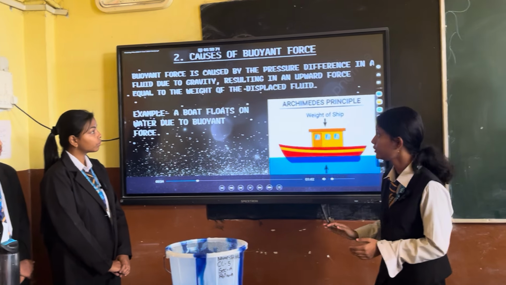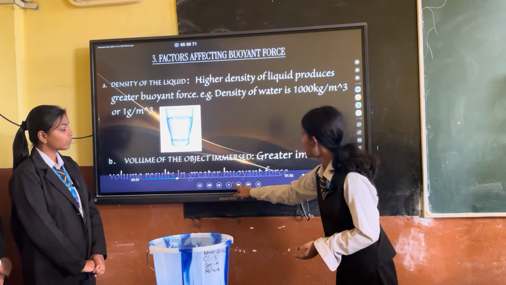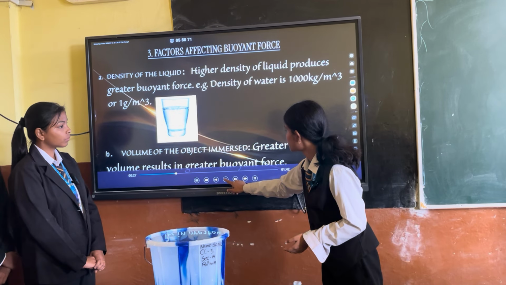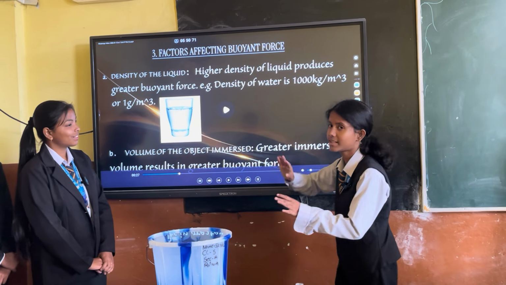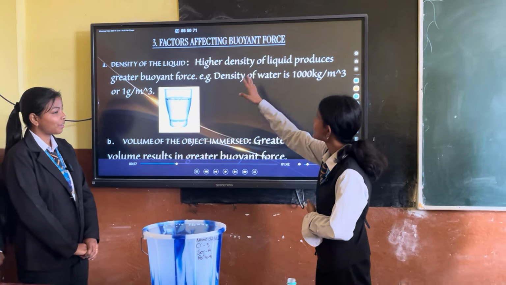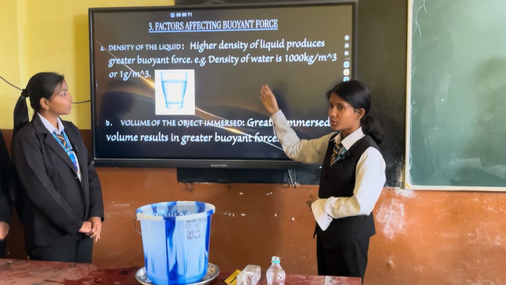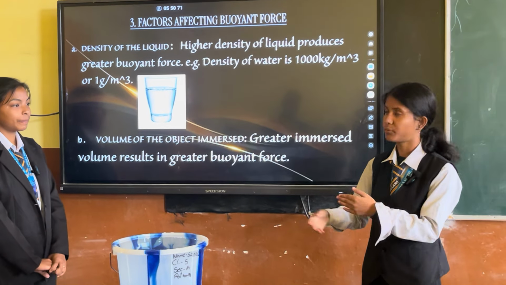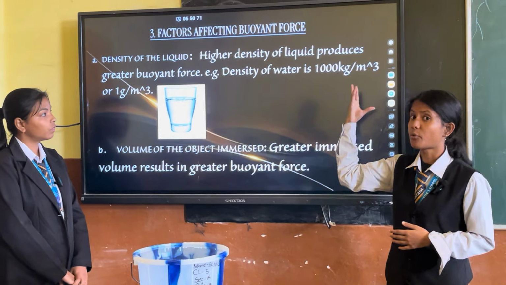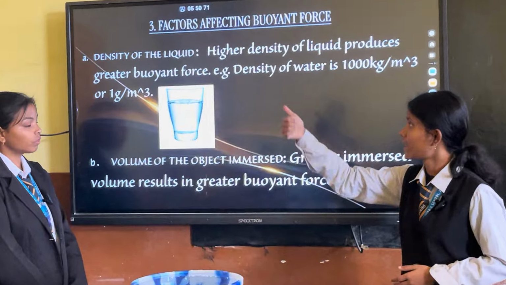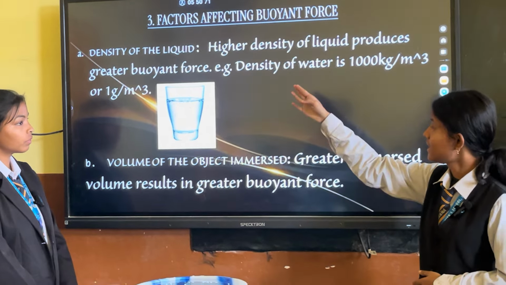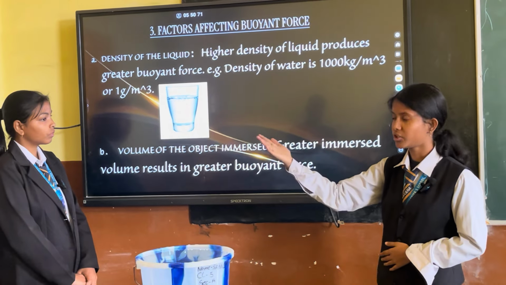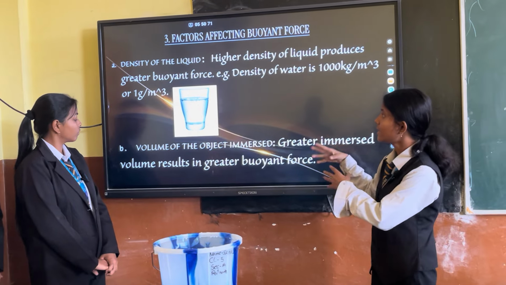Now we'll go further into it. This part will be explained by Kasturi. This part will be explained by me. That is factors affecting buoyant force. What are the factors? What are the things which help in the occurrence of buoyant force? That is two things: density and volume. What is density and volume will be explained by Khushi, but now we'll understand how it affects.